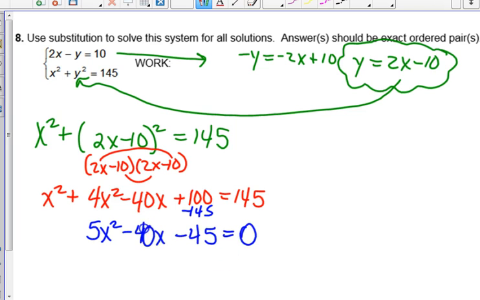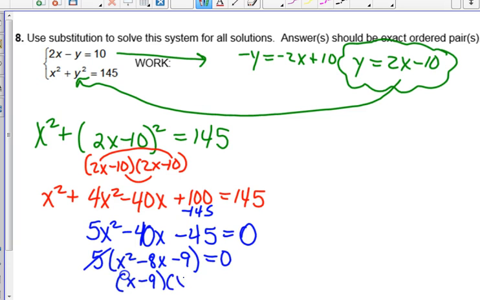Now what? Now we can factor out 5. We can factor out a 5, or we could actually divide it out and throw it away because it can never equal 0 anyway, right? Minus 9 plus 1, right? So x equals 9 or x equals negative 1.